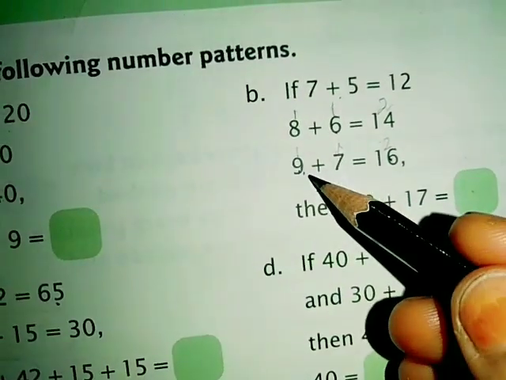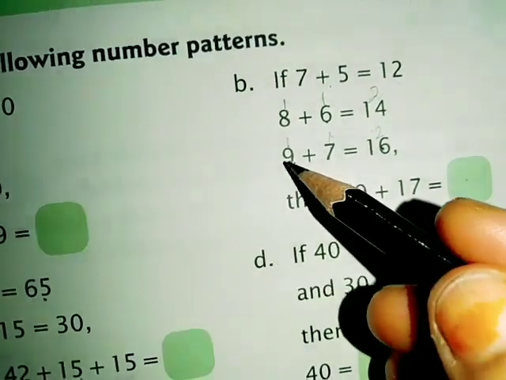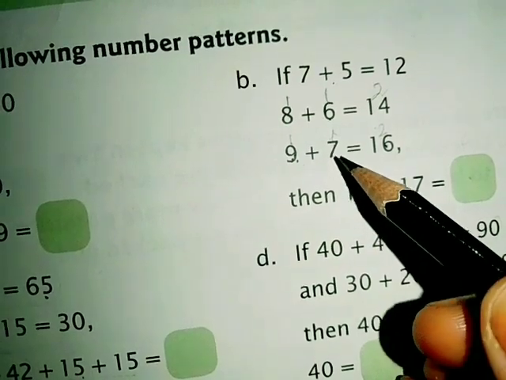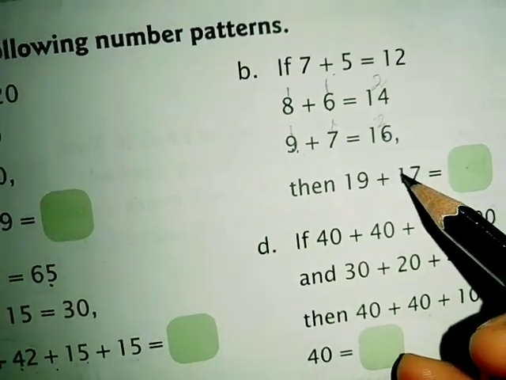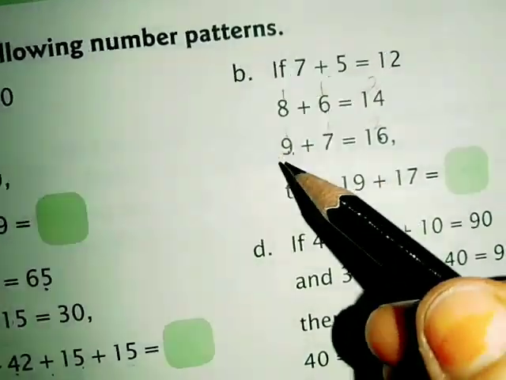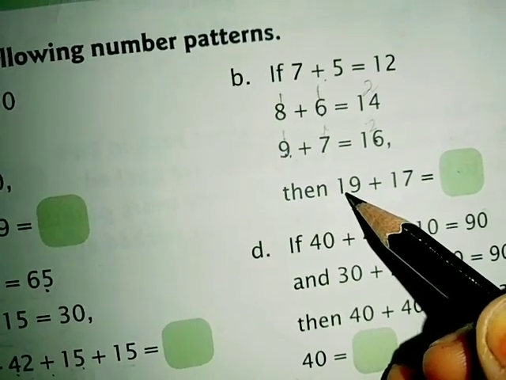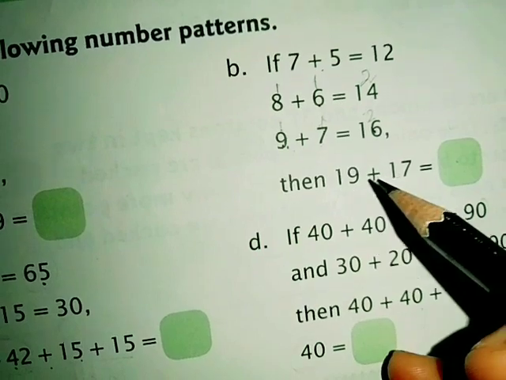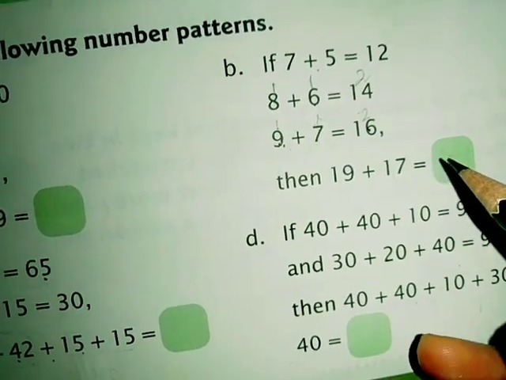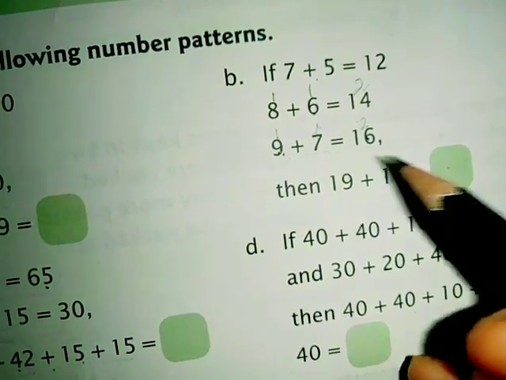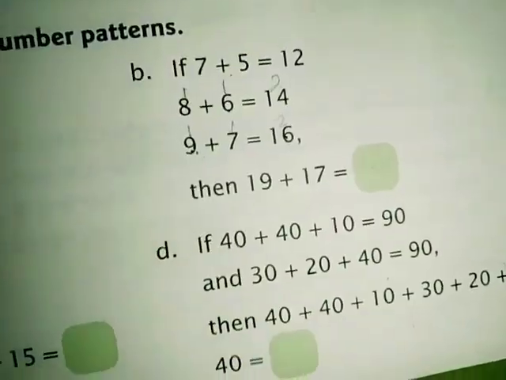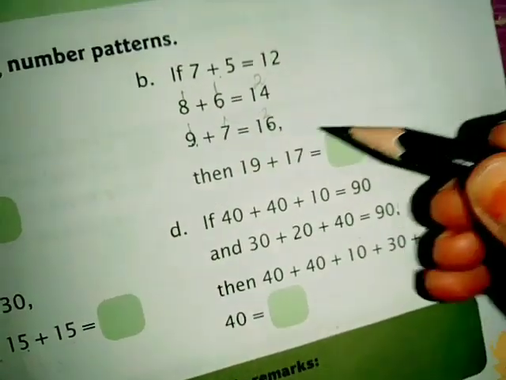Similarly, if you compare this statement with this statement, you will see that it has increased by 10. 9 plus 10 is 19. 7 plus 10 is 17. Isn't it? This part has increased with 10. This has increased with 10. So when both the numbers are increasing by 10, the result should increase by 20. When it has increased with 1, the result has increased by 2. When the numbers are increasing by 10, the result will increase by 20.